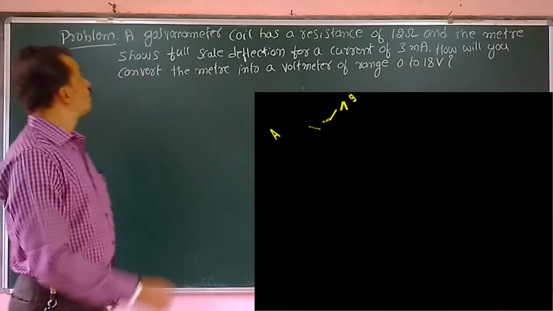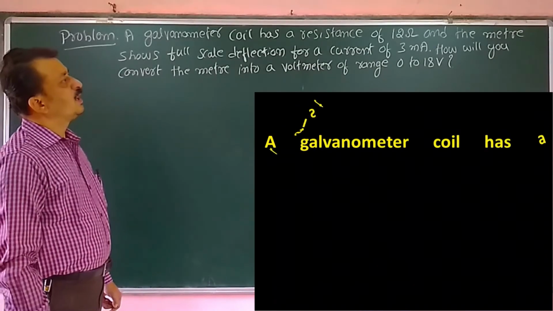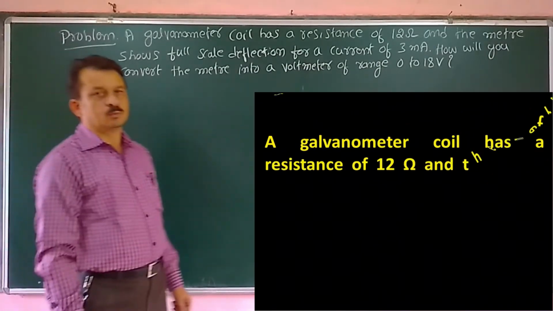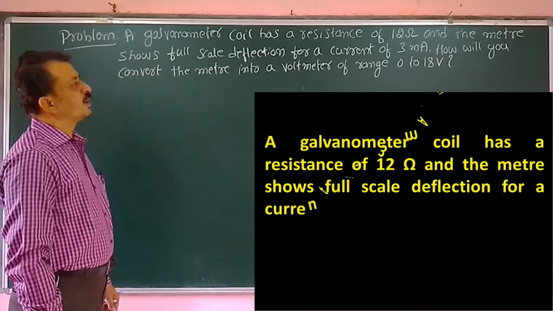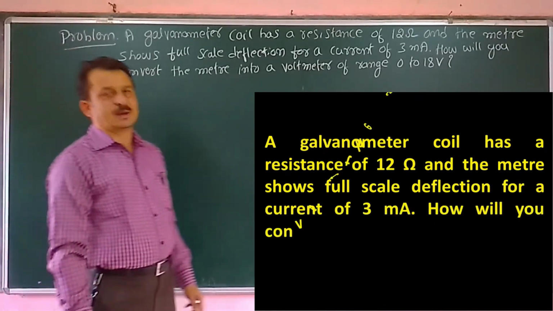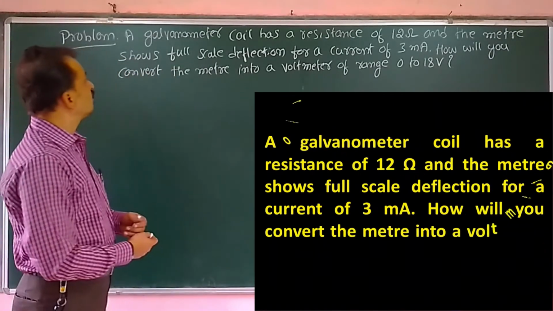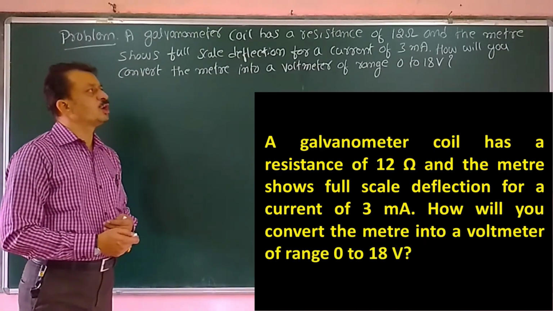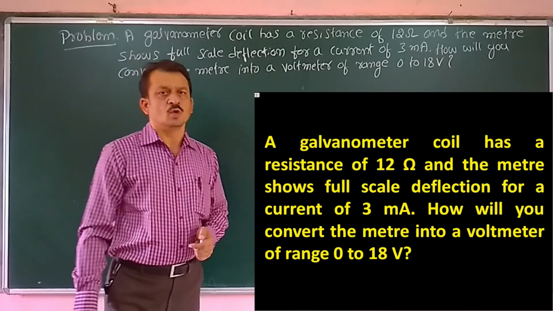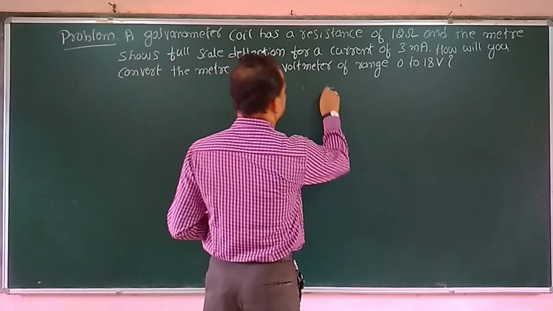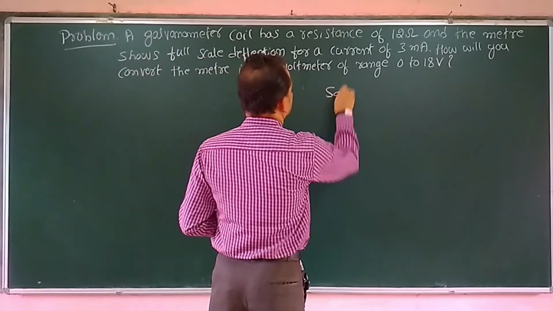Next problem. A galvanometer coil has a resistance of 12 ohm and the meter shows a full scale deflection for a current of 3 milliamps. How will you convert the meter into a voltmeter of range 0 to 18 volts? Okay, a very simple problem. Now solution.